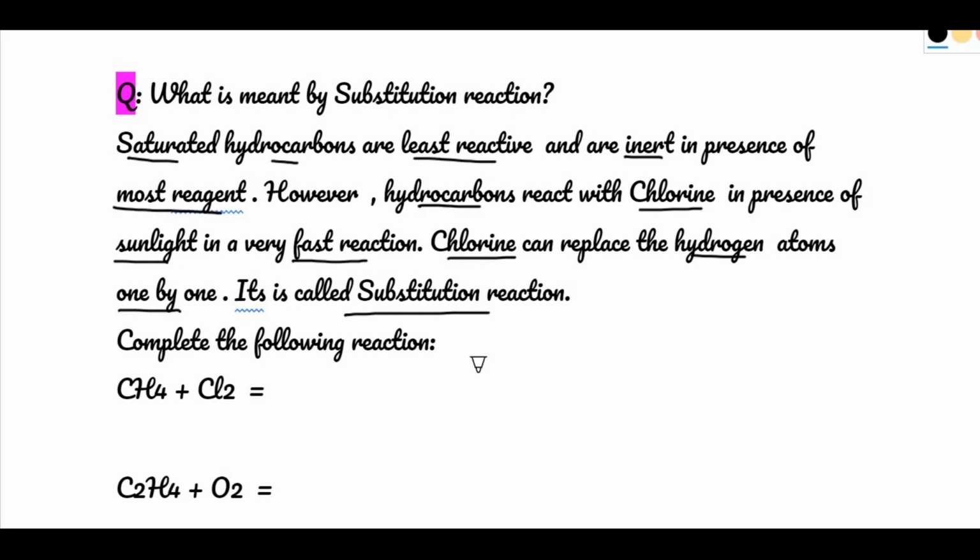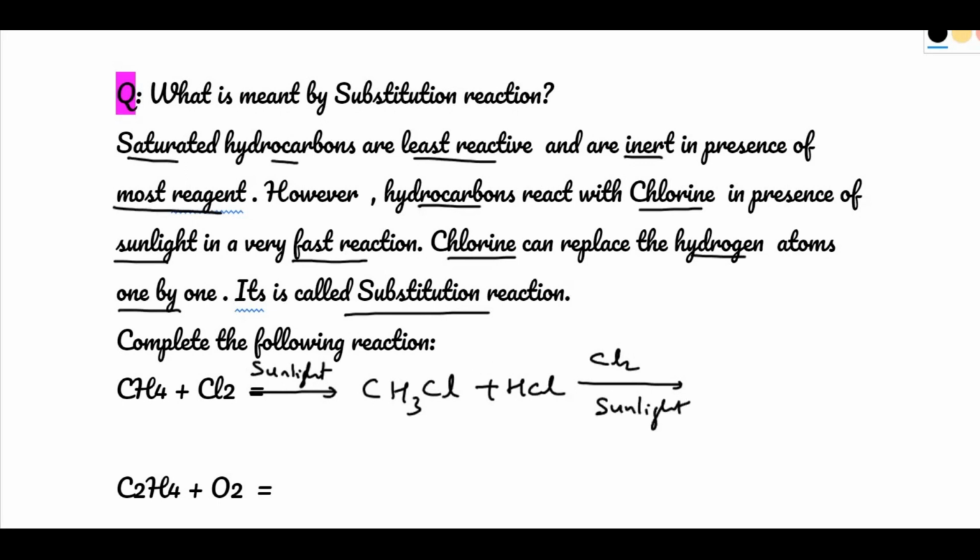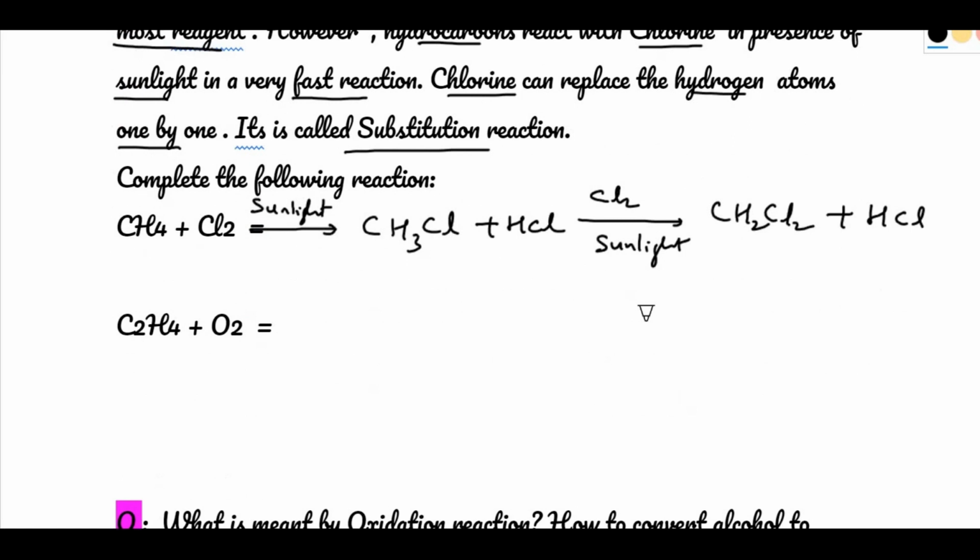So here CH4 plus Cl2 in presence of sunlight. In presence of sunlight, first what happens? It replaces one of the hydrogen atoms and becomes CH3Cl and HCl is formed. Once again, chlorine in presence of sunlight. This is a step-by-step process. It becomes CH2Cl2 and again HCl. We can do the balancing, that's okay. So this is how things go on in substitution reaction.